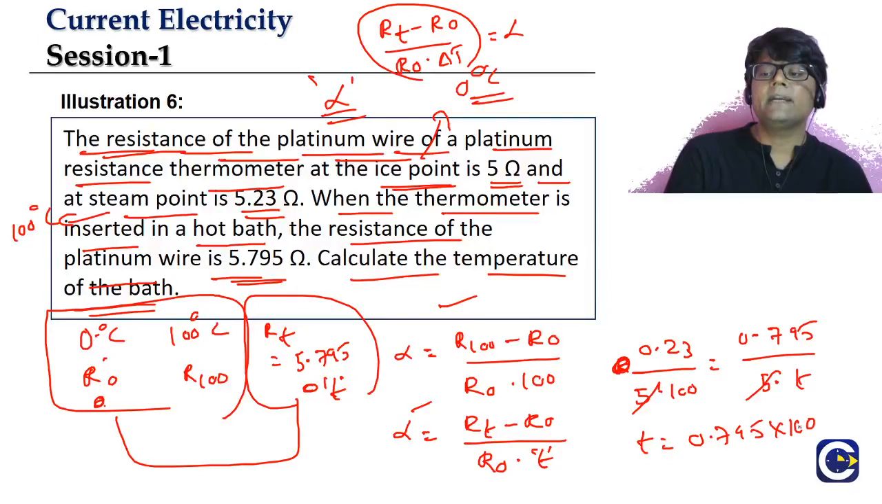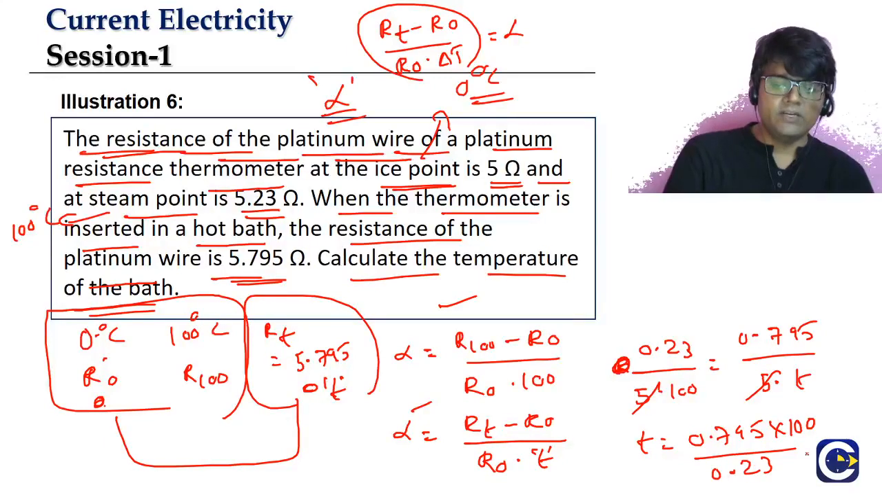0.795 into 100. Cross multiply, we have to do. 0.795 into 100 by 0.23, which is 79.5 by 0.23. 79.5 divided by 0.23. Check it, guys. What will be the approximate value for T? Because we are supposed to find the temperature T of the hot bath, right?